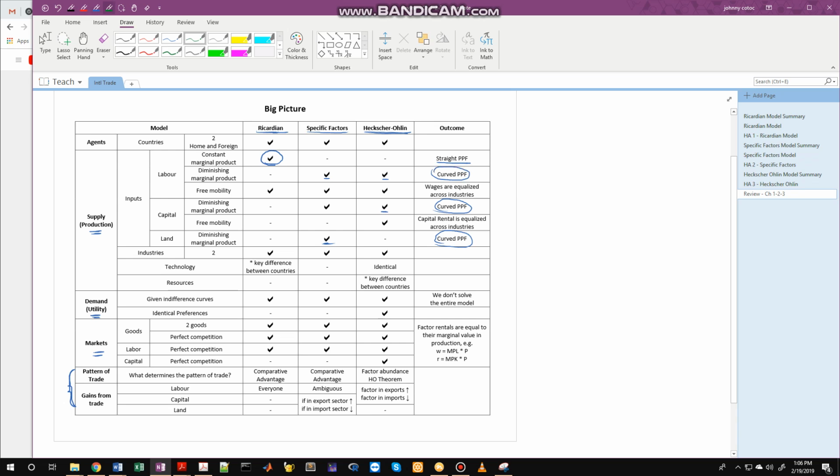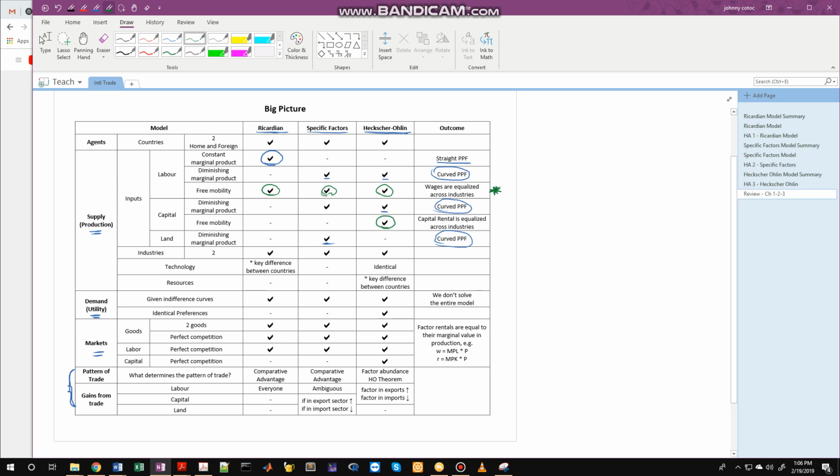Now, what's also important to note is the importance of having free mobility in labor, for example. This is something that we have in all of the models, and this is what leads to the wages being equalized across industries. So this concept is very important, it's helping you solve problems and also understanding key results of the model.